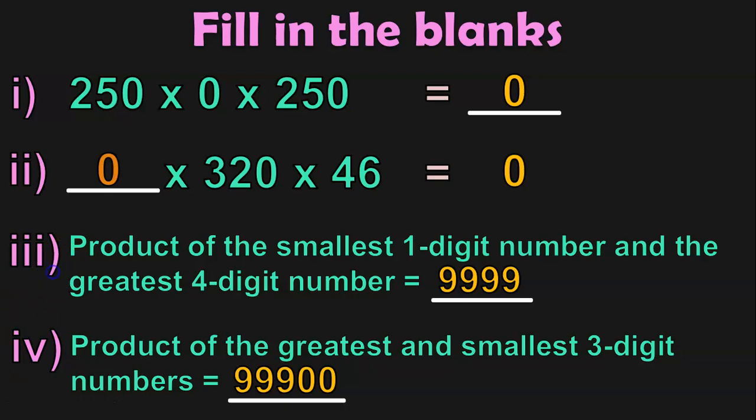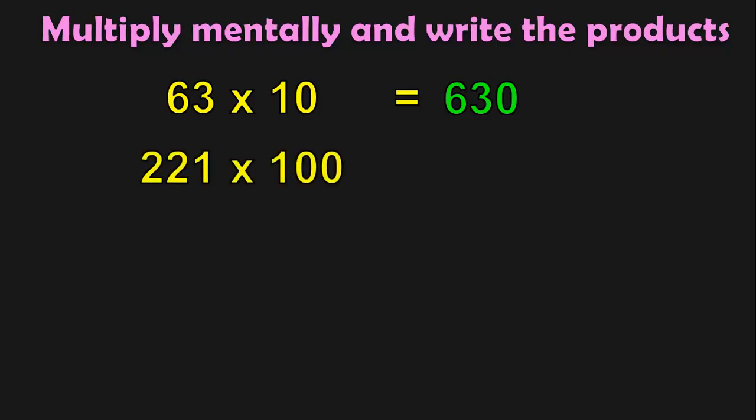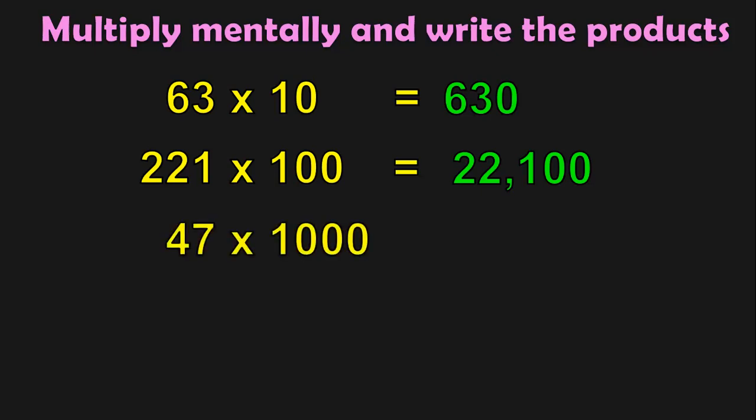Let us move on to the next question now. Multiply mentally and write the products. 63 into 10. So for multiplication by 10, you write the same number followed by 0. Next, 221 into 100 is equal to what? What do you do for multiplication by 100? Write down the number 221 followed by 2 zeros. So the answer is 22,100.